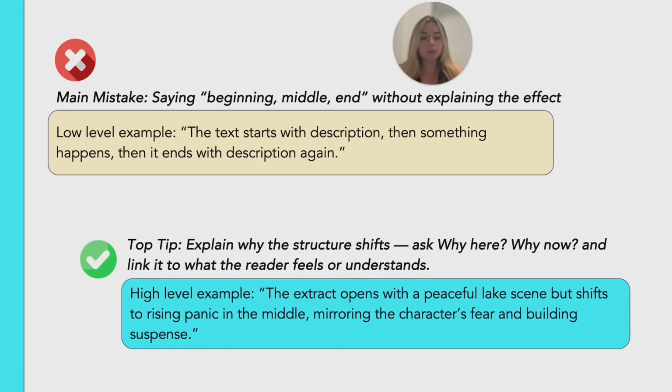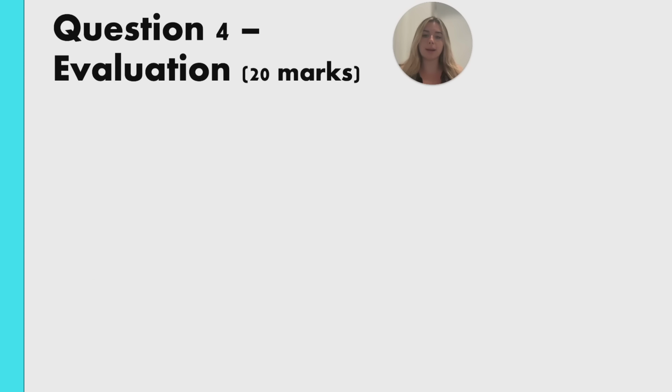So for example, the extract opens with a peaceful lake scene but shifts to rising panic in the middle. So you can see that I've not just said it starts with a description and then something happens. I've actually explained it starts with a peaceful lake scene but shifts to rising panic in the middle. And then this is my why here, why now, mirroring the character's fear and building suspense. That's why it's there, because it mirrors the character's fear at that point and it builds more suspense later on. And that is my why here, why now, because obviously if it didn't start with a peaceful lake and it ended with a peaceful lake, it wouldn't be able to build tension from the beginning. And that is what we want to really explain.